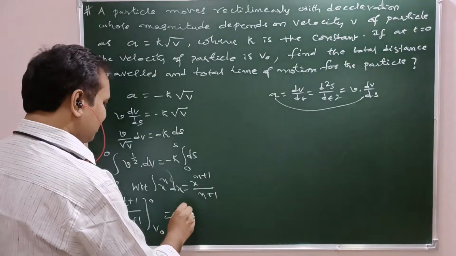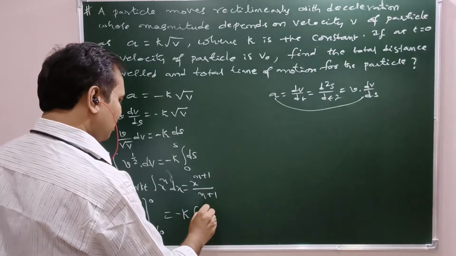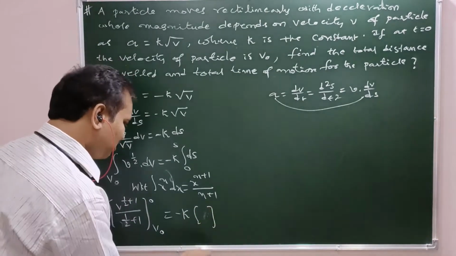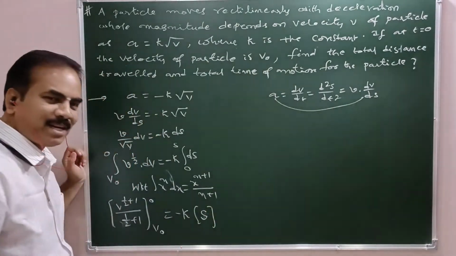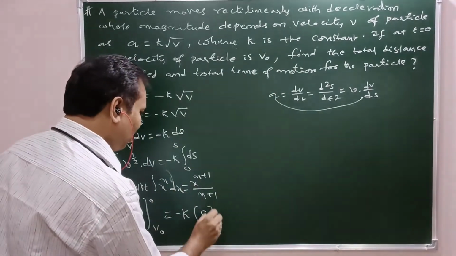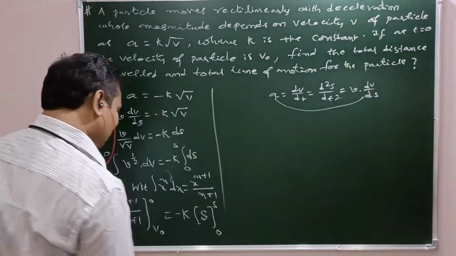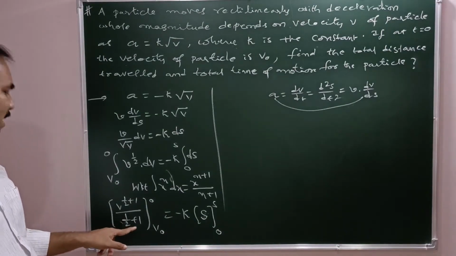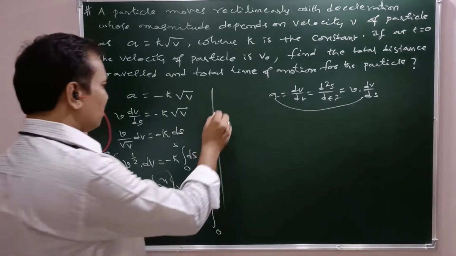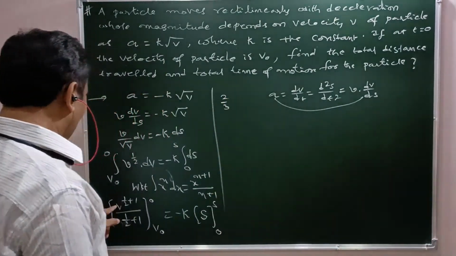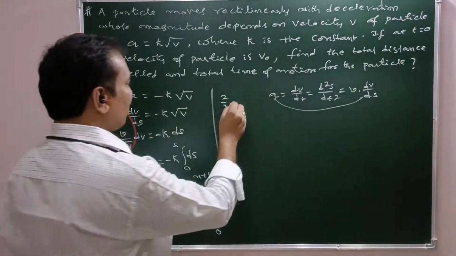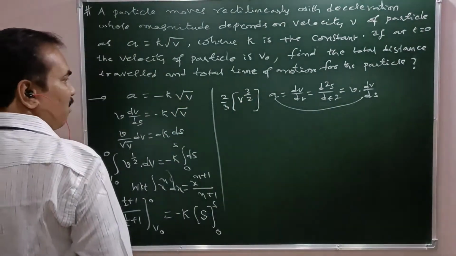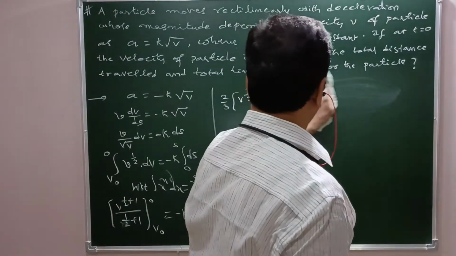That equals -k times the integral of ds, which means the summation of all ds values, so you will get the total displacement s, with limits 0 to s. Now 1/2 + 1 is 3/2, so taking the reciprocal in the numerator, that is 2/3 times v power 3/2, with limits v0 to 0.